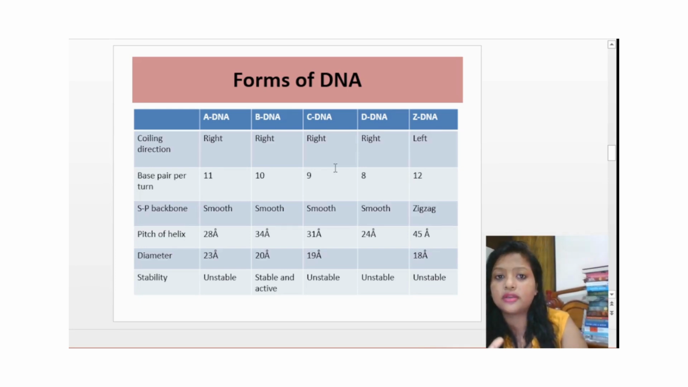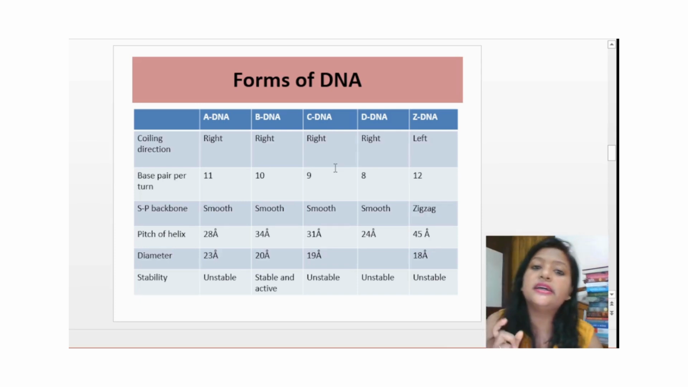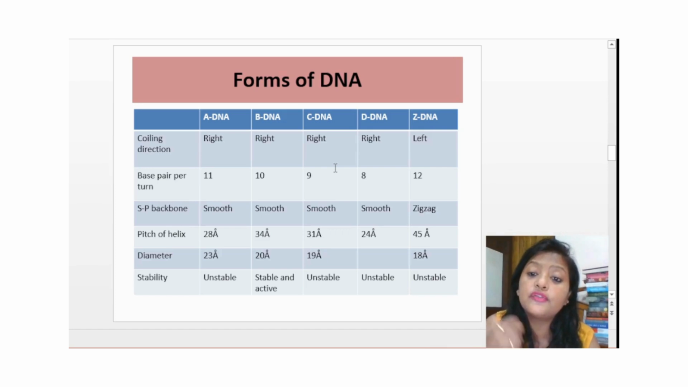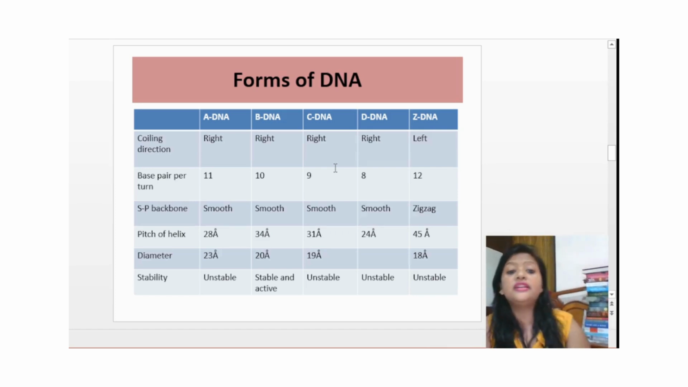Remember this if a question comes to you: in which type of DNA is there left coiling or a left helical structure? Then the answer is Z DNA. And if they ask which is the more stable and active DNA, then it is the B DNA. They might ask which DNA has 12 base pairs per turn, then you have to say it's Z DNA. Or which DNA has a zigzag backbone, that is Z DNA. So these are some questions that may come from the forms of DNA.